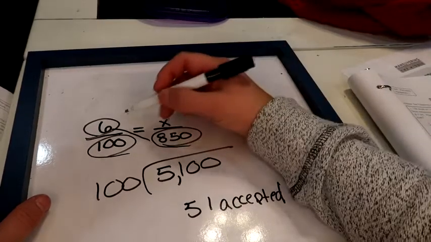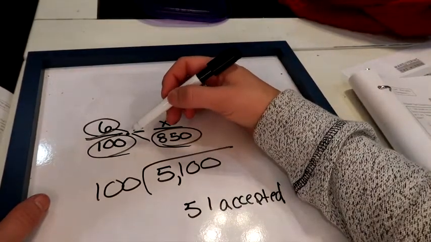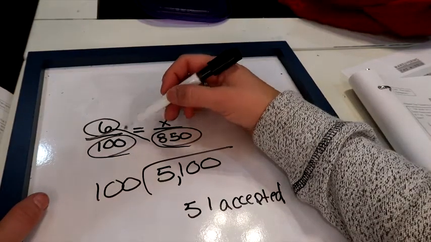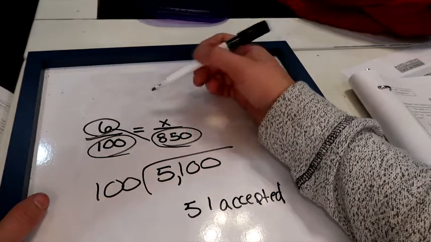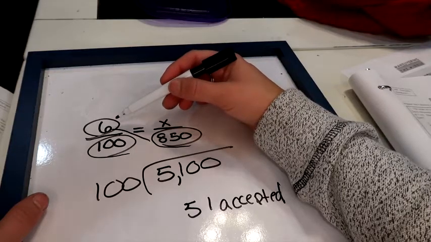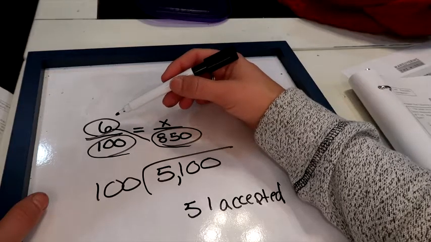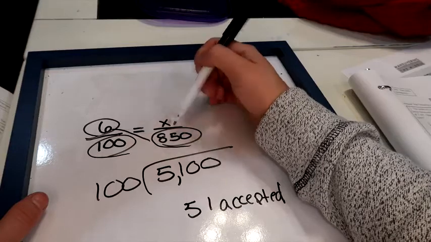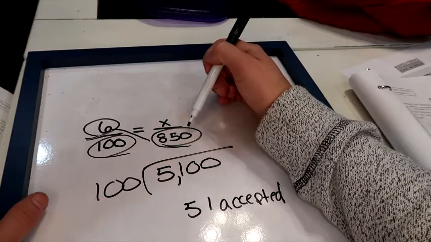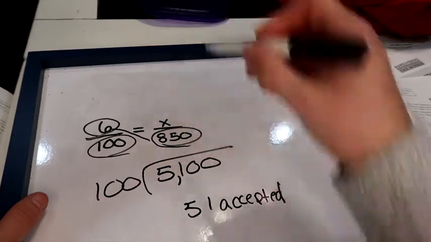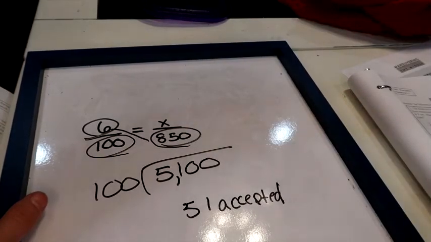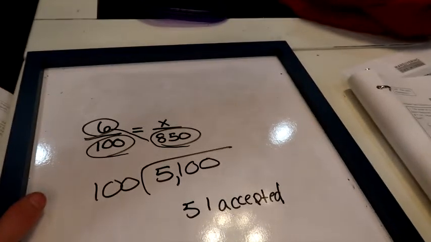Okay, so if 100 people try out to go to this college, which is called Harvard, only 6 out of those 100 people will actually get into Harvard. If 850 people apply to Harvard, only 51 of those people will be accepted. Okay, does that make sense? If not, raise your hand and I can come around and help you.